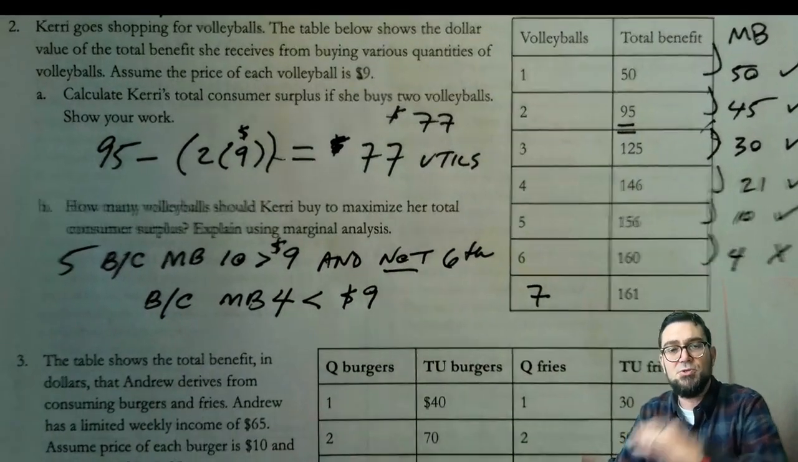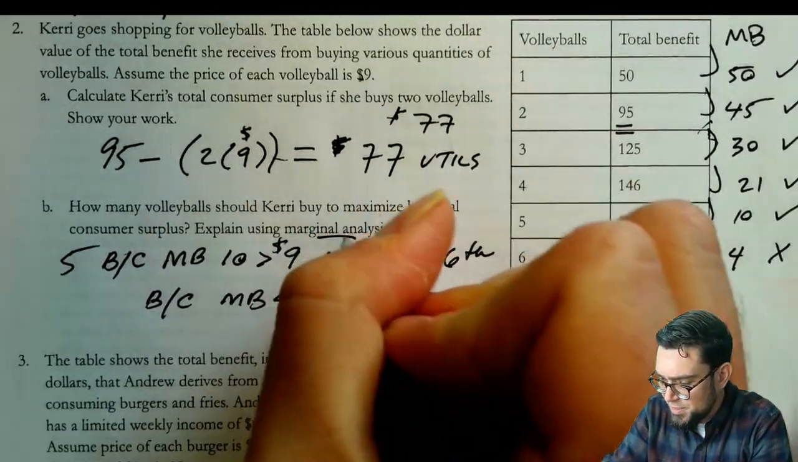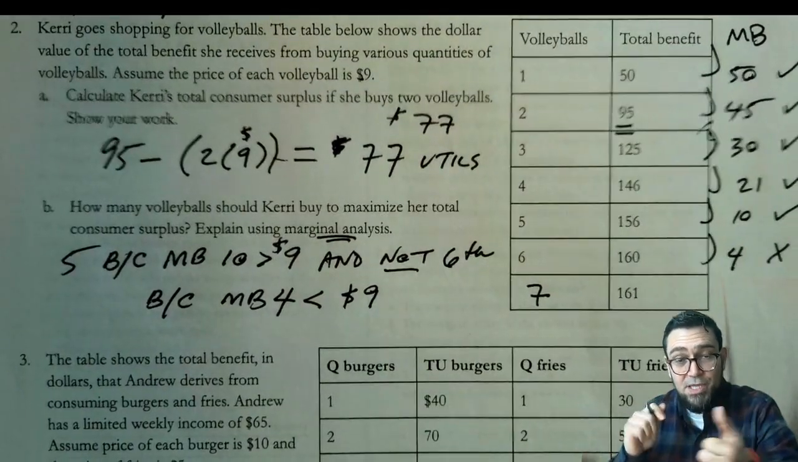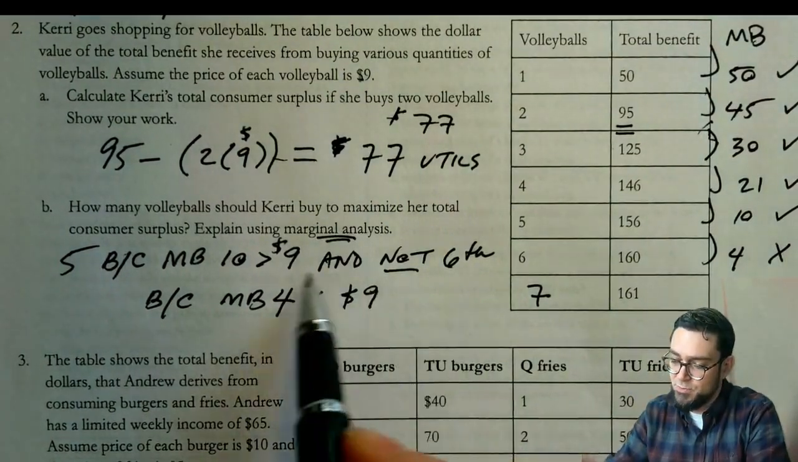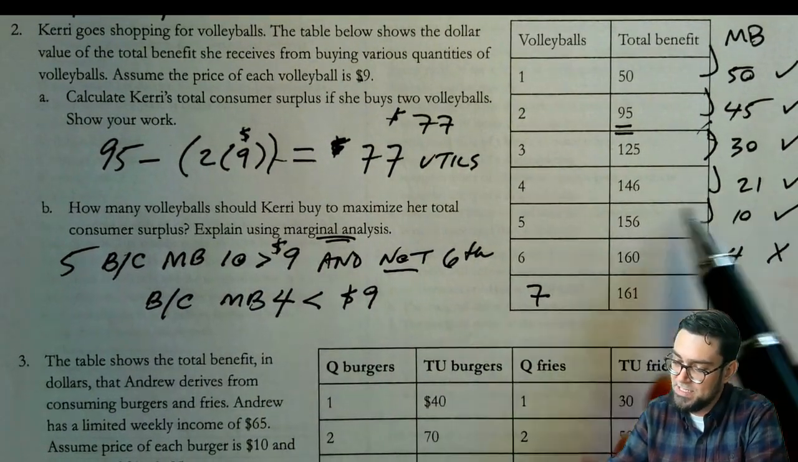And so explaining with marginal benefit or marginal analysis, which is this part of the question, says why the one you're picking, why not the next one, right? And so what we're saying here is pick this one because it's the last one where 10 is bigger than 9.